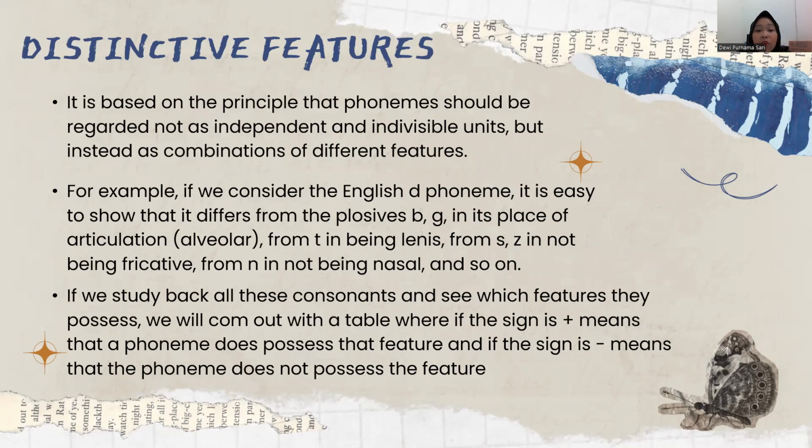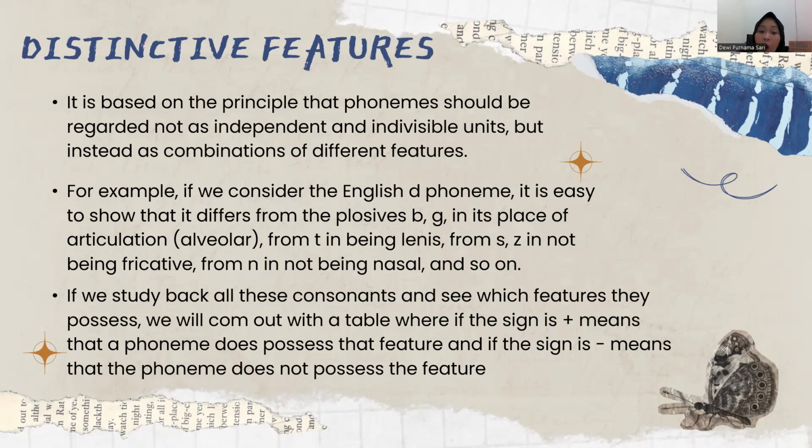It is based on the principle that phonemes should be regarded not as independent and indivisible units, but as combinations of different features. So distinctive features means different features. For example, if we consider the English phoneme t, it's easy to show that it differs from the plosives b and g in its place of articulation, being alveolar, from d in being fortis, from s in not being fricative, and from n in not being nasal, and so on.